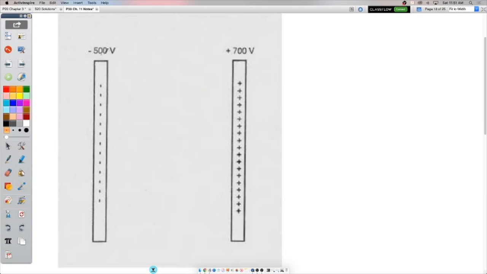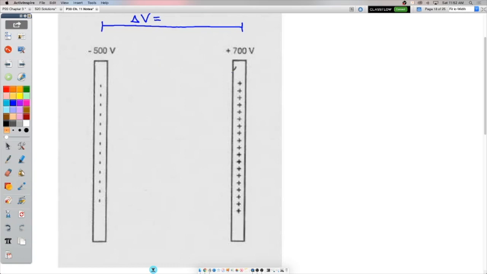We've got from negative 500 to positive 700, right? So what's actually the total potential difference across these two plates? So the total would be, if it's going from negative 500 to 700, well, that means it goes from negative 500 to 0, right? And then it keeps going up to 700.